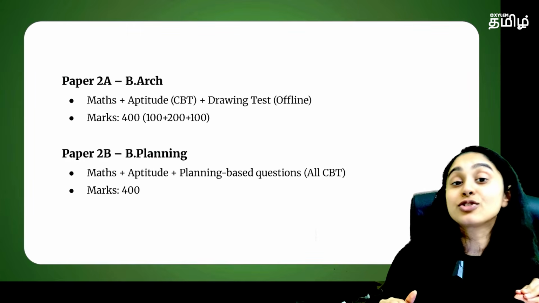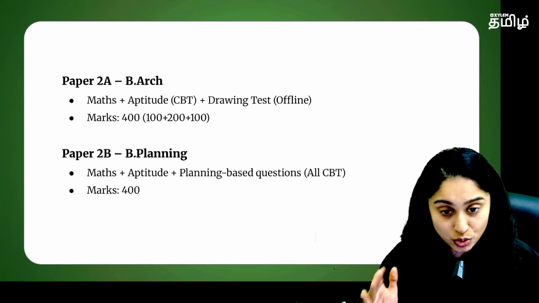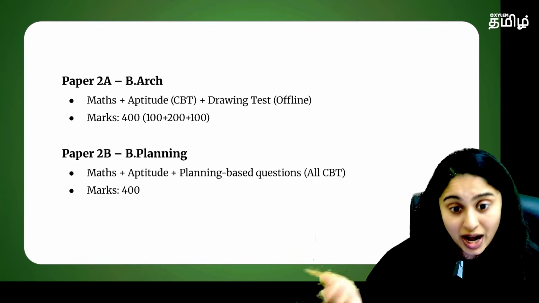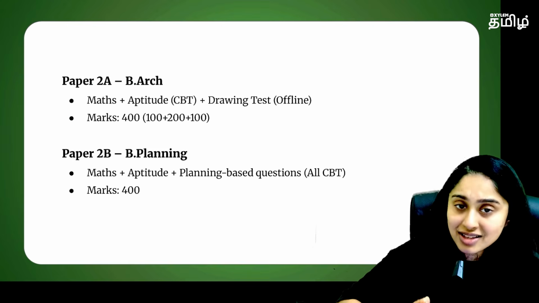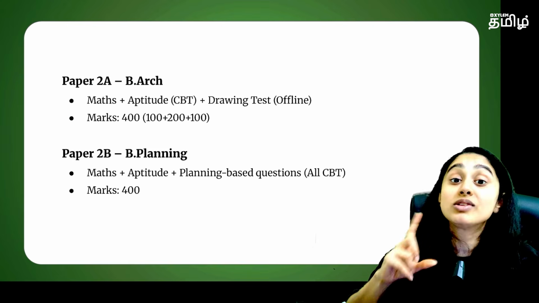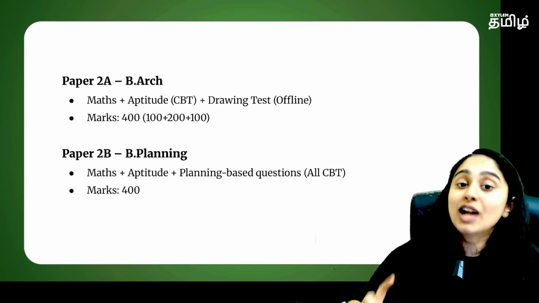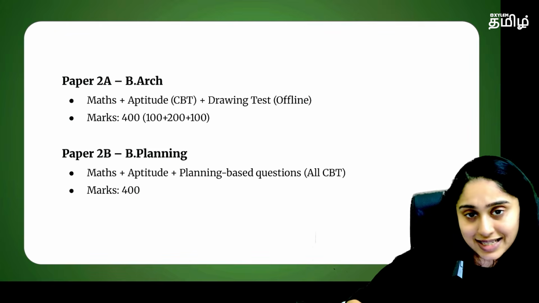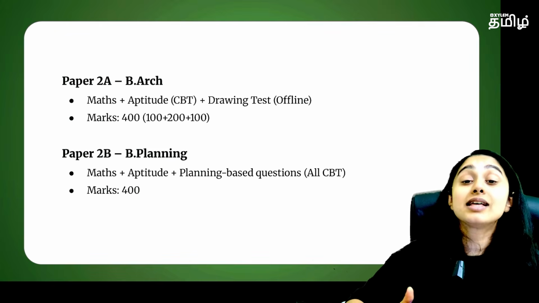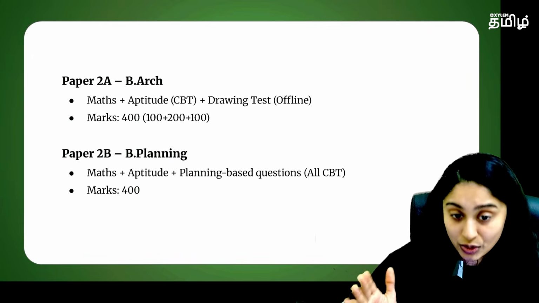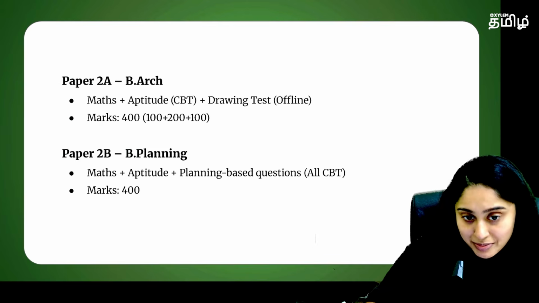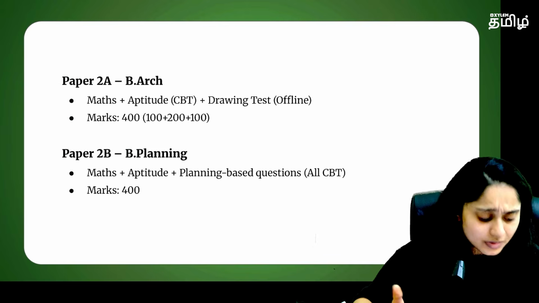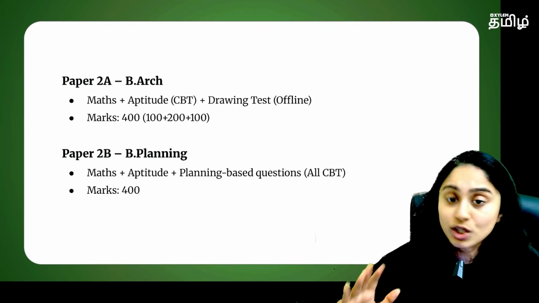Now 2A is for the B.Arch aspiring students, okay, for the architecture program. Now for this you will have maths, you will have aptitude, and you will also have a drawing test, but that will be conducted offline. The other two will be a computer based test itself. Alright, now for this there are 400 marks allocated. Okay, 100 for the mathematics section, 200 for the aptitude section, and another 100 for the drawing section.